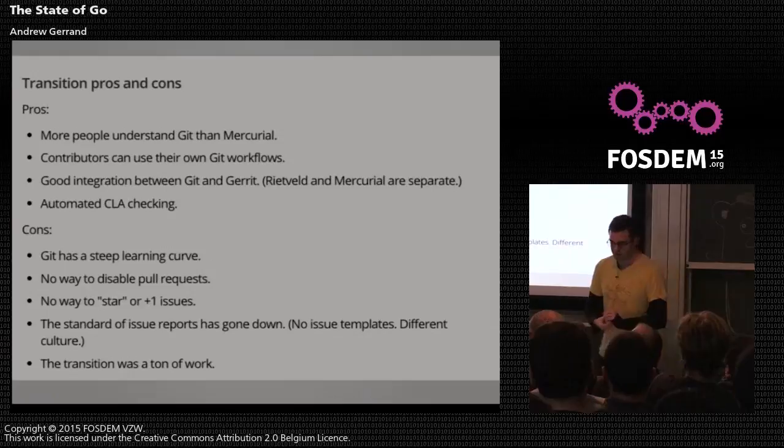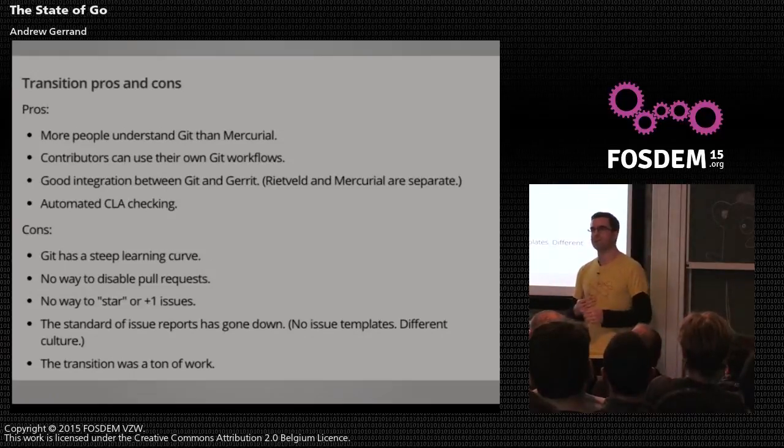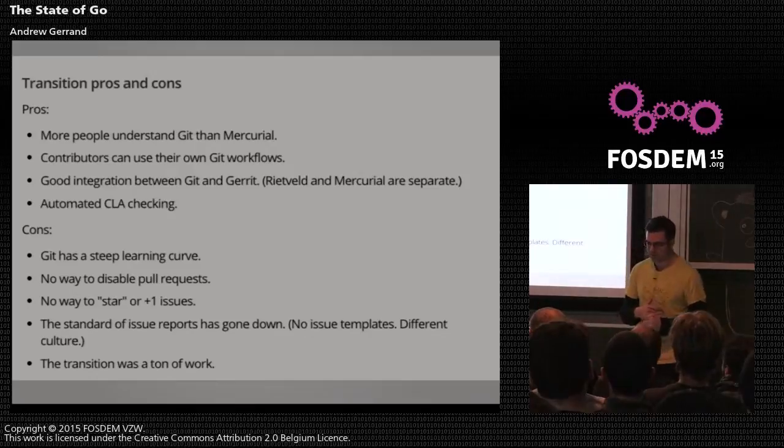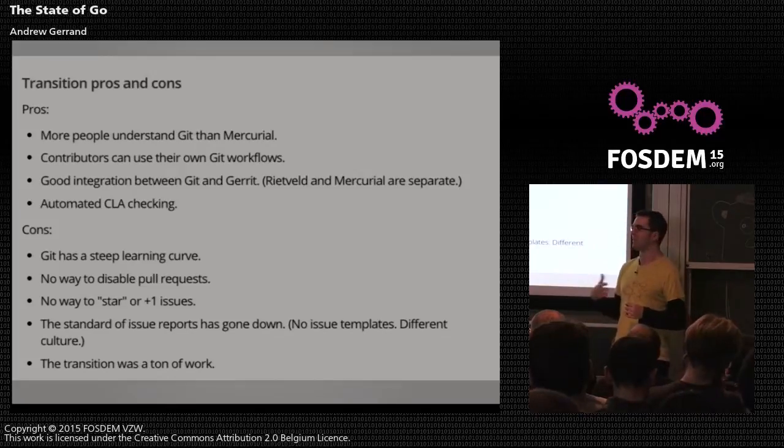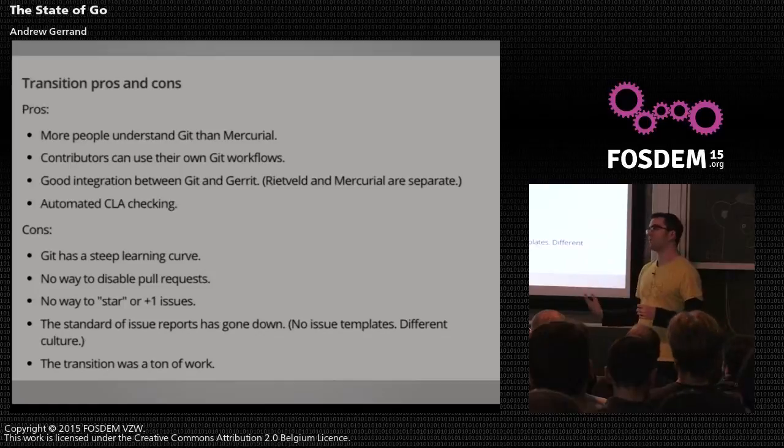There were some pros and cons to the transition. The pros are pretty significant, otherwise we wouldn't have done it. But like, more people understand Git than Mercurial. And importantly, contributors can now use their own Git workflows. Previously with Mercurial, we had this rigid, linearized process that you had to follow as a contributor.